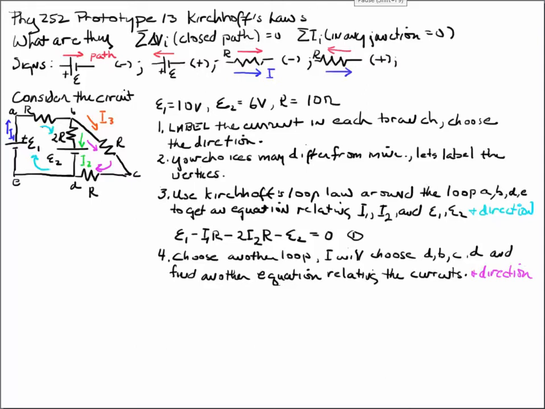Once again, pause the video, write your equation down. And I have the equation EMF2 plus 2I2R minus I3R minus I3R is equal to 0. And that's equation 2. You should understand why EMF2 is positive, why 2I2R is positive, and why I3R and I3R are negative.